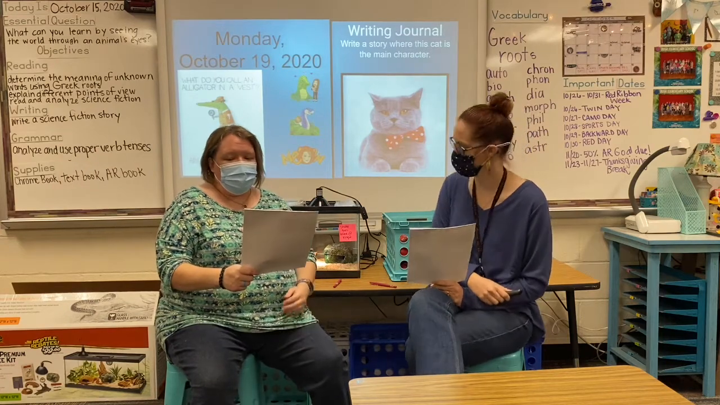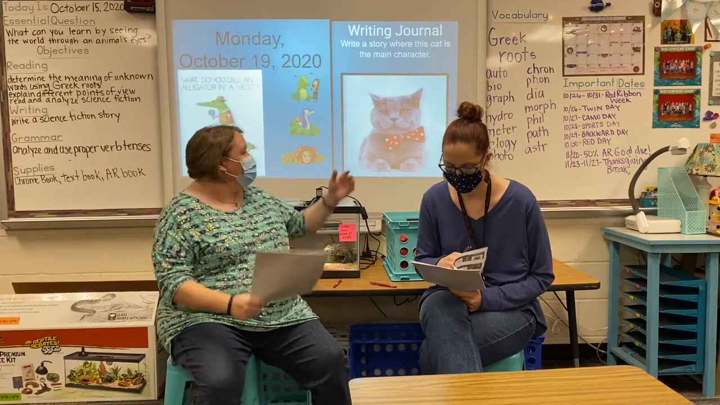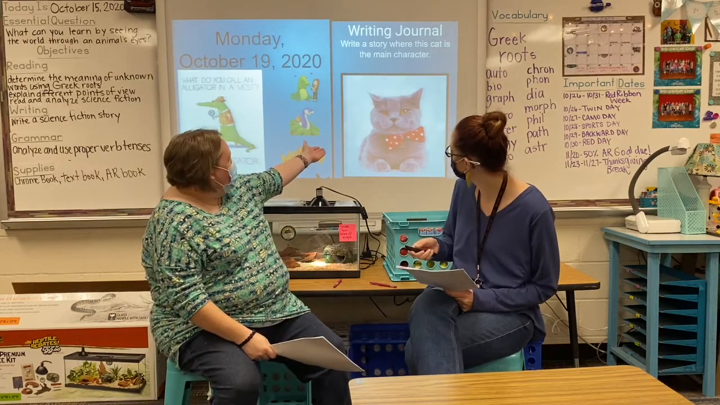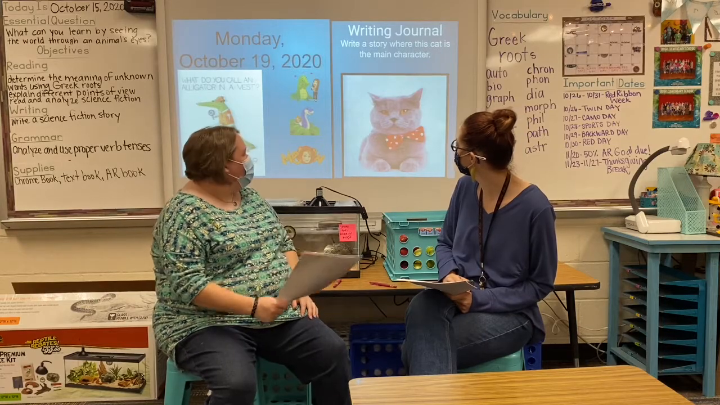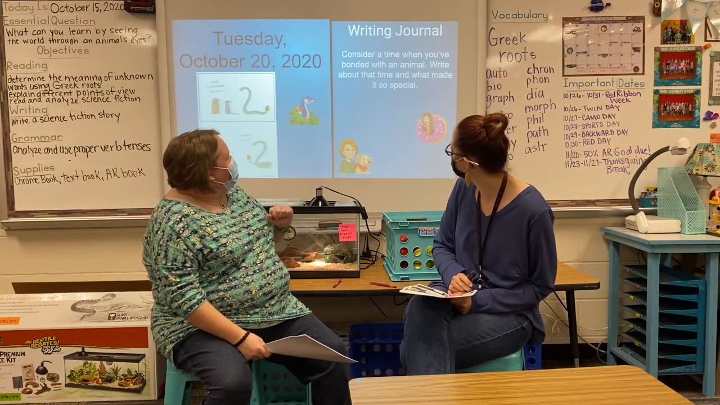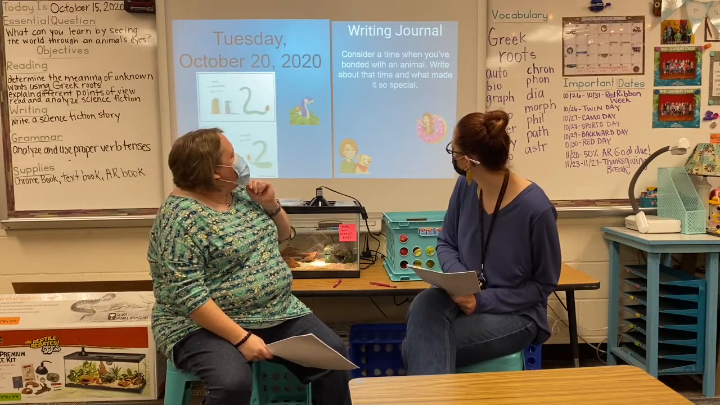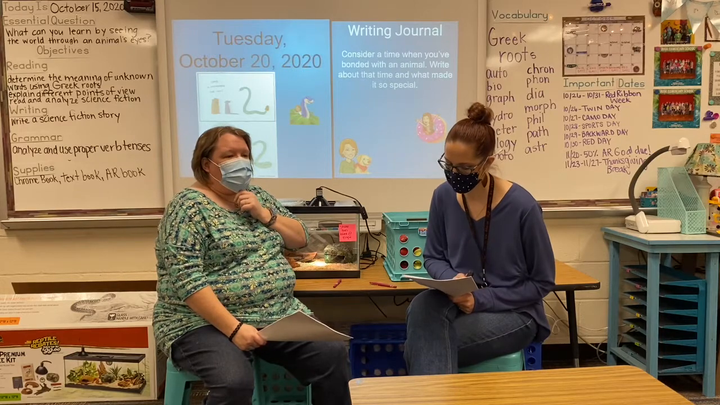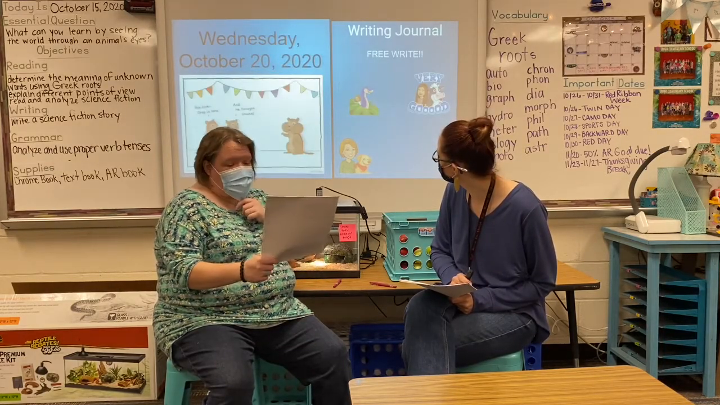So today you are writing a story where the main character is this cat. And then Tuesday you're going to write your journal. Consider a time when you've bonded with an animal. Write about that time and what made it so special. Bonded means you've gotten close to that animal. And then Wednesday's a free write.